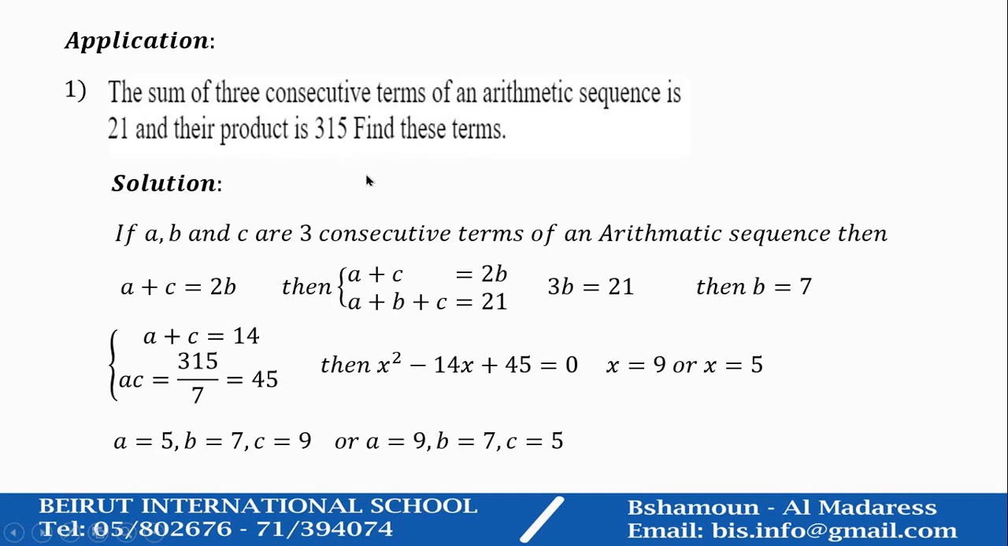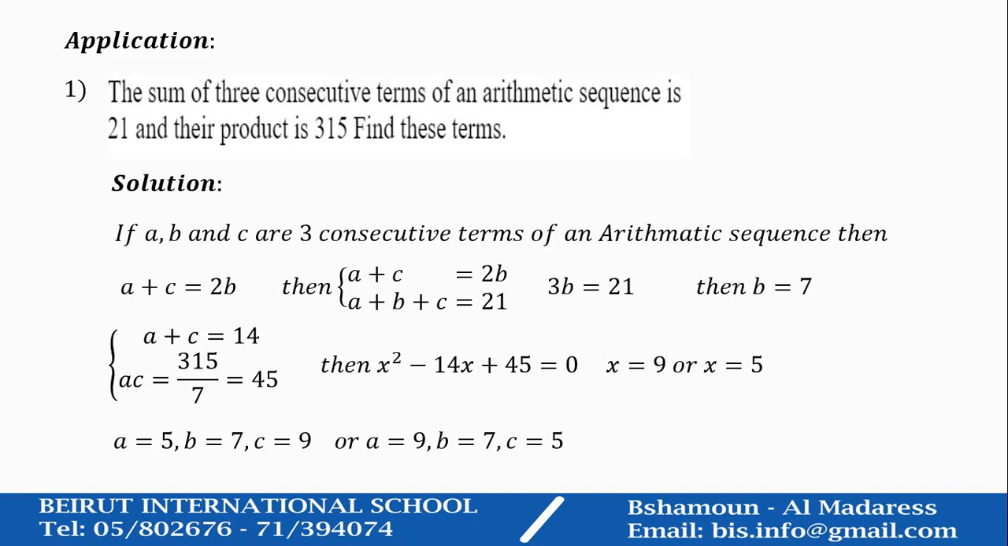Find these terms. Being an arithmetic sequence, we know that if the terms A, B, and C are consecutive, then B is A plus D. At the same time, B is C minus D. If you add side by side, you will end up with B plus B equals A plus C, which means A plus C equals 2B.